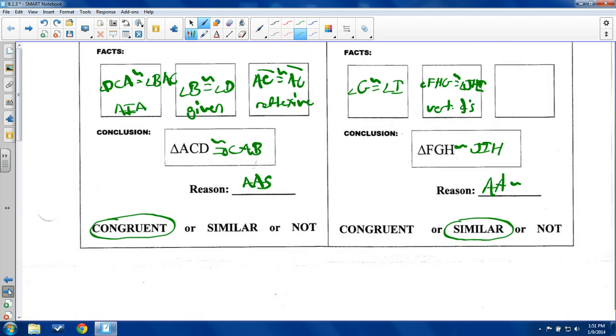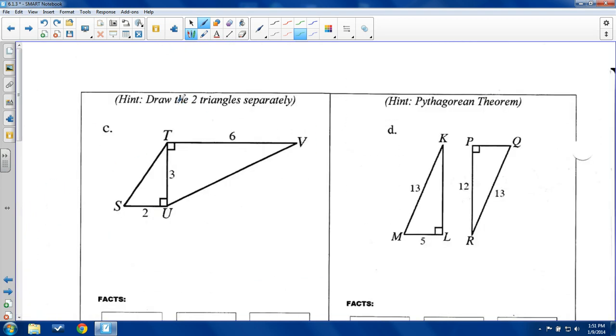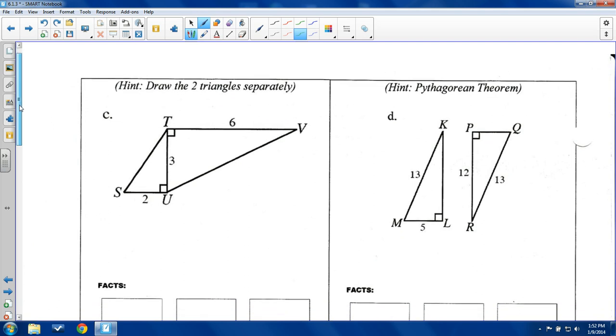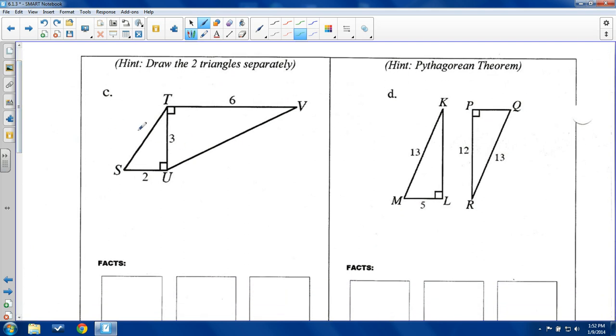Okay? And on the back page, they give us a hint here. They say draw the two triangles separately. I love to do that myself, and here's a big reason, because you're going to have a 3 that you want to mark on both of these triangles. So let's do it separately, and let's put them in the same direction. I'll just draw them like this, and they're going to look like they're the same size, but they really aren't. So here's TUS.